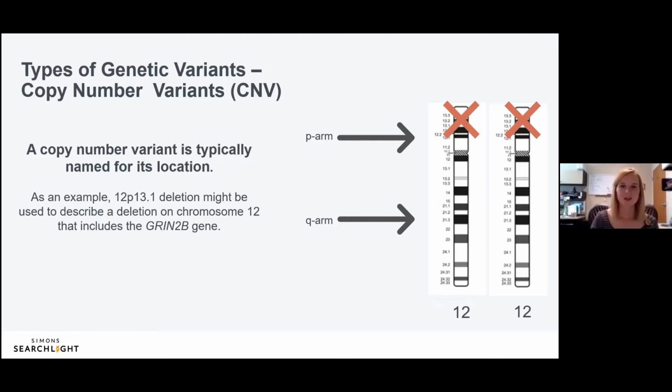Thinking about GRIN2B specifically, we know that this gene is located on chromosome 12. So looking at the pictures of our chromosomes that we have over here, GRIN2B, the gene, is packaged in chromosome 12 up towards the top here. So somebody may have a chromosome 12 deletion that includes the GRIN2B gene.